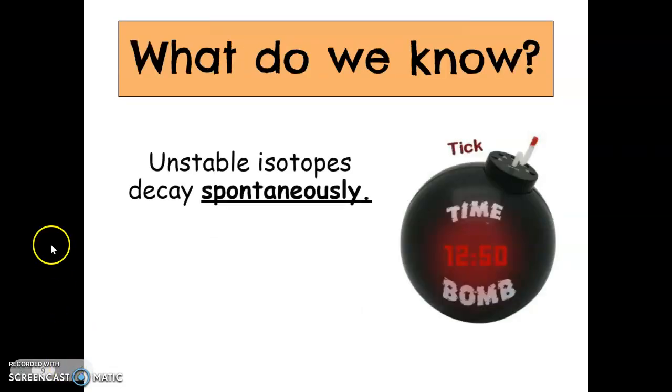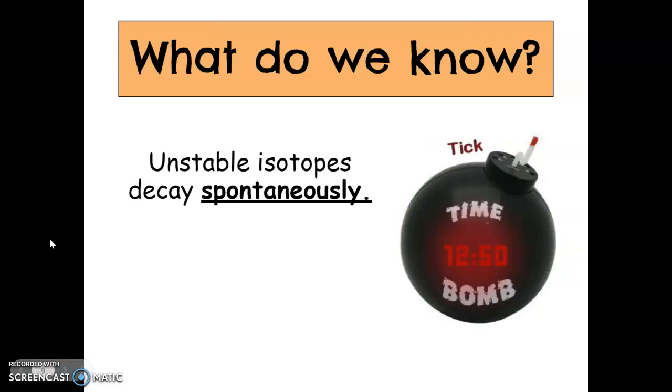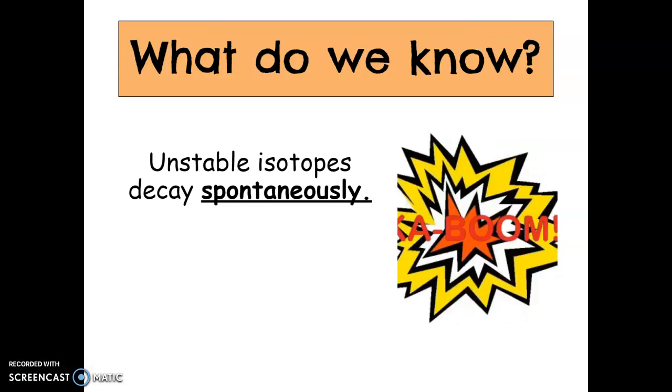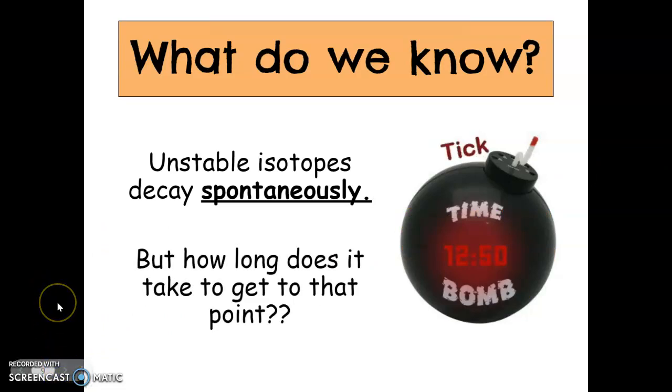Now, we know that in nature, unstable isotopes decay spontaneously. So remember, an isotope is a variant of an atom, right? So if it's unstable, it will decay spontaneously, which means it will decay into a different element. And it doesn't take any human intervention to do that.